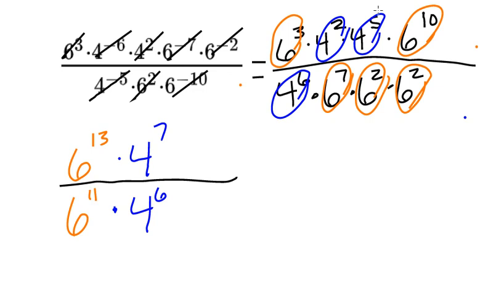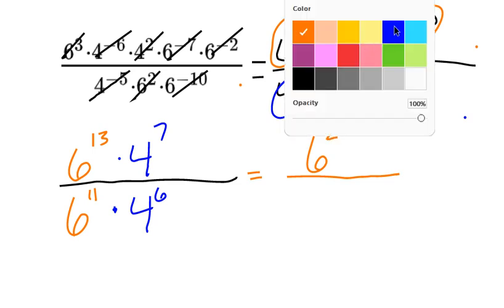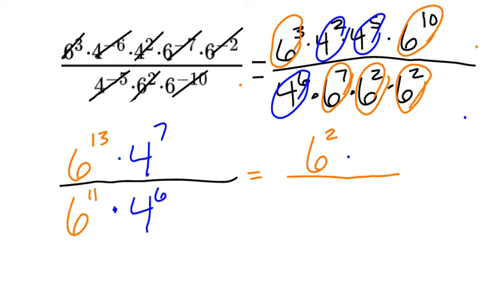So now I go to further simplify here, and my sixes, there are more in the numerator, so that 6 is going to be here in the numerator. That becomes 6 to the power of 13 minus 11, so that's 6 squared. Then I go to deal with my fours. Well, 7 is bigger than 6, so my 4 is also in the numerator. And 7 minus 6 is 1. So this is actually 6 to the second power times 4.